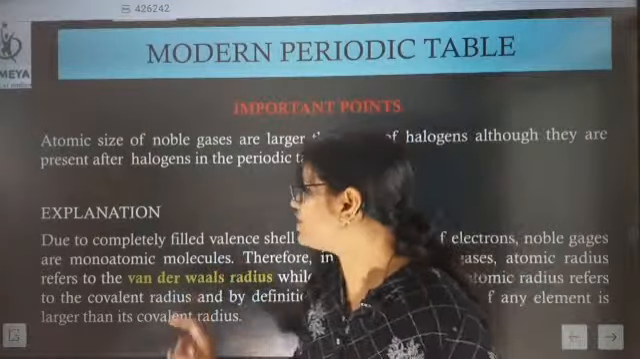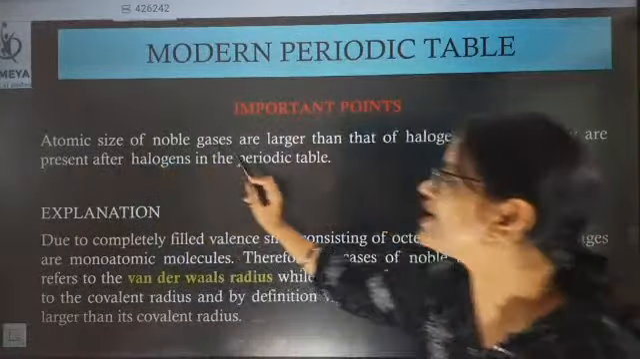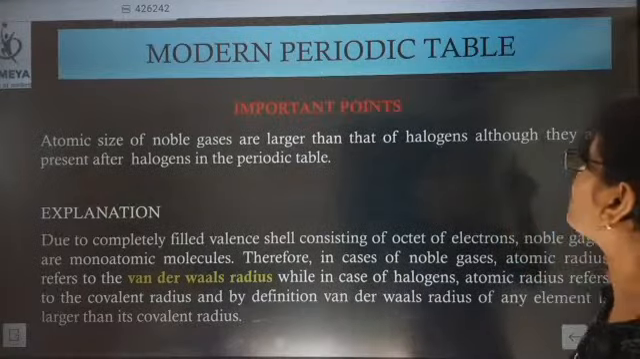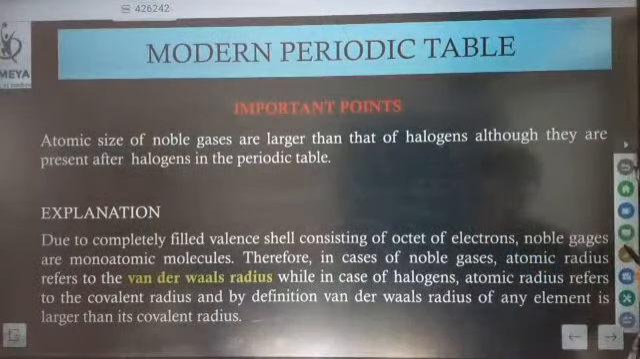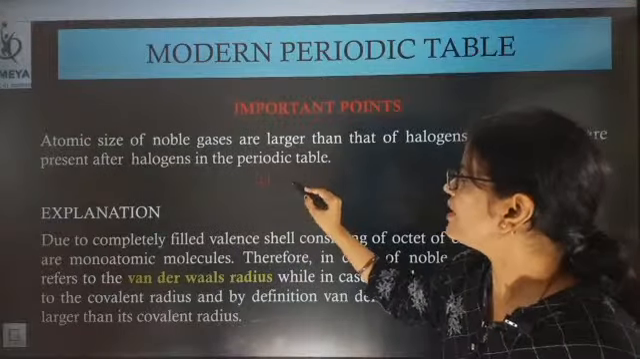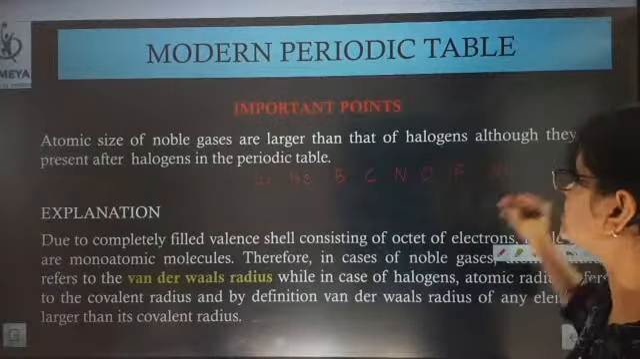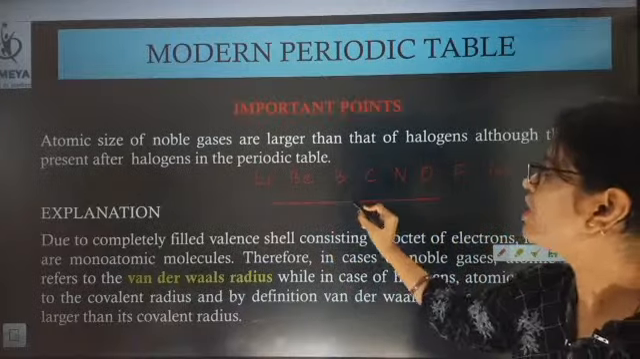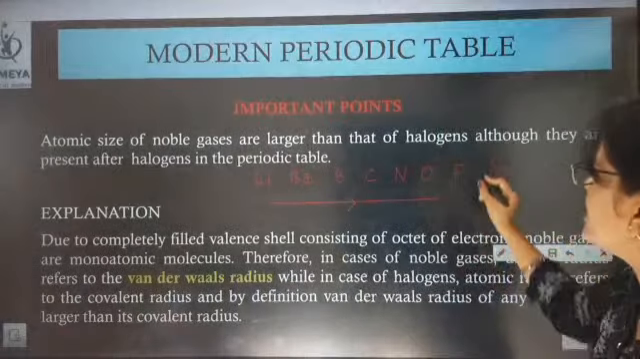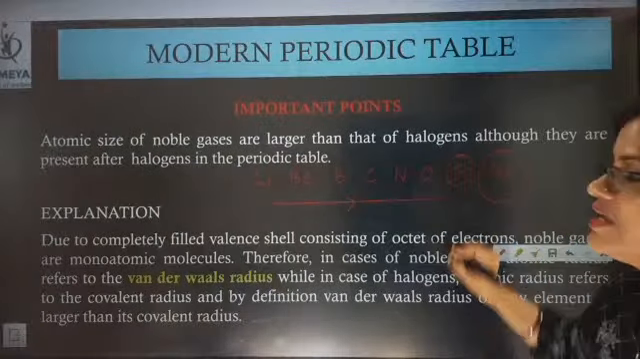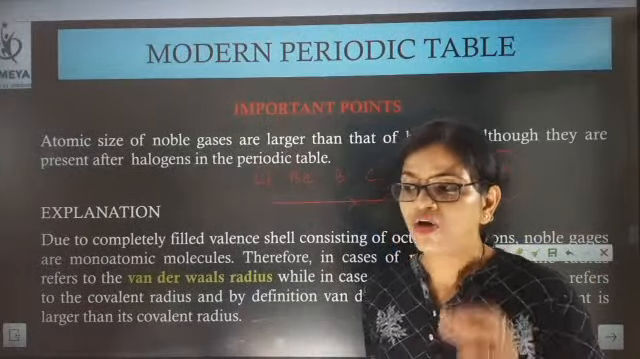Absolutely correct point. I'm going to discuss van der Waals radius. So the explanation, I'm going to read out: atomic size of noble gases is larger than that of halogens, although they are present after the halogens. In the periodic table, after lithium, beryllium, boron, carbon, nitrogen, oxygen, fluorine, neon is there. The atomic radius decreases from left to right, but suddenly after fluorine there is an increase in the atomic radius for noble gases.